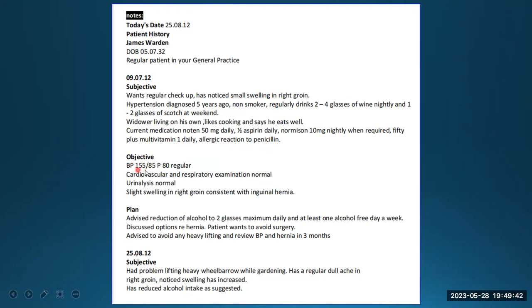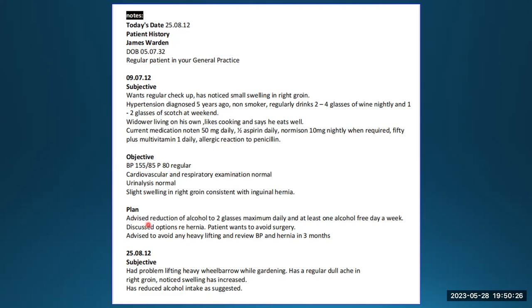Now his blood pressure is high. This is a positive finding. This is relevant. Pulse is regular. This is not relevant. The things which are normal are not relevant in this case. Cardiovascular, respiratory examination, urine analysis, irrelevant. Slight swelling in right groin, consistent with inguinal hernia. He's just repeating the presenting plan again. But inguinal hernia is, like, now he has made the diagnosis. He's saying that this is my diagnosis. Okay, so what's the plan?